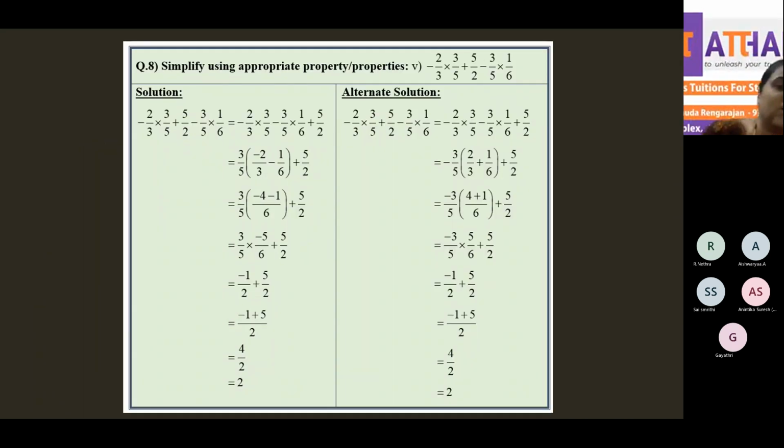Right, children? I've also given you an alternate solution. Work both. Ma'am, you should write both the solutions. Yeah, understand and write both. Yes. Okay.